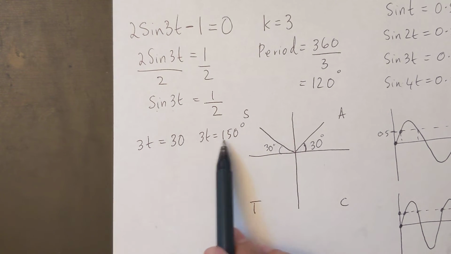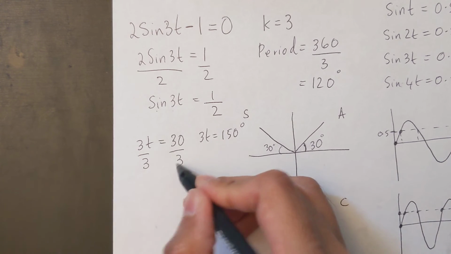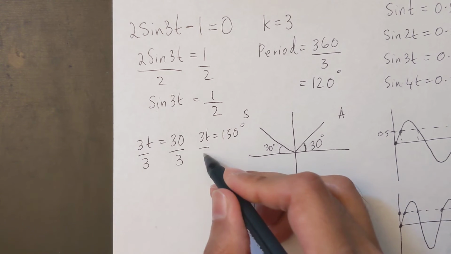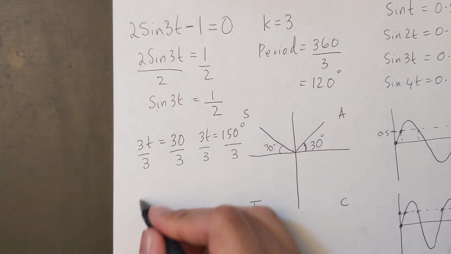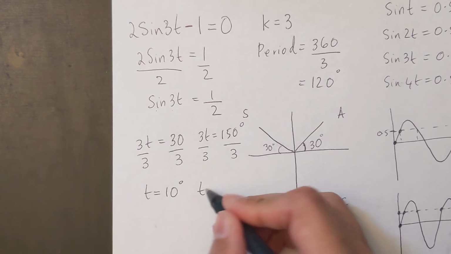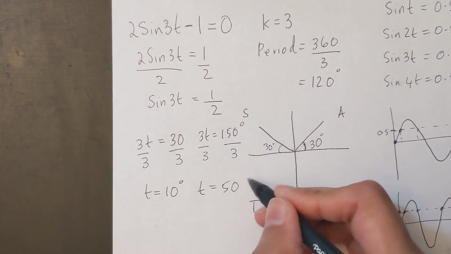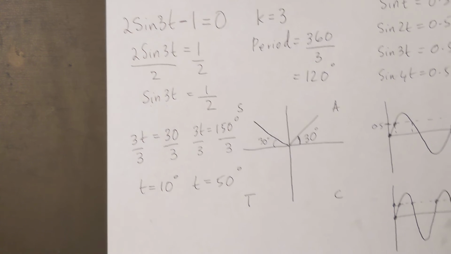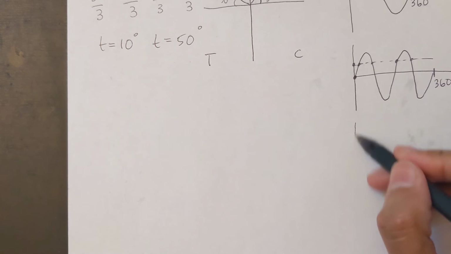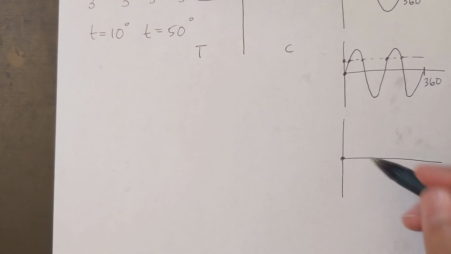Alright, so now that I got this over here, I can divide both sides by 3. I can do it for both equations at the same time if I want, but I'll get my first solution as t equals 10 degrees, and my second solution as t equals 50 degrees. So I'll actually even draw this out. I'll draw the 3 waves here in 360 so you can understand this perfectly clearly.